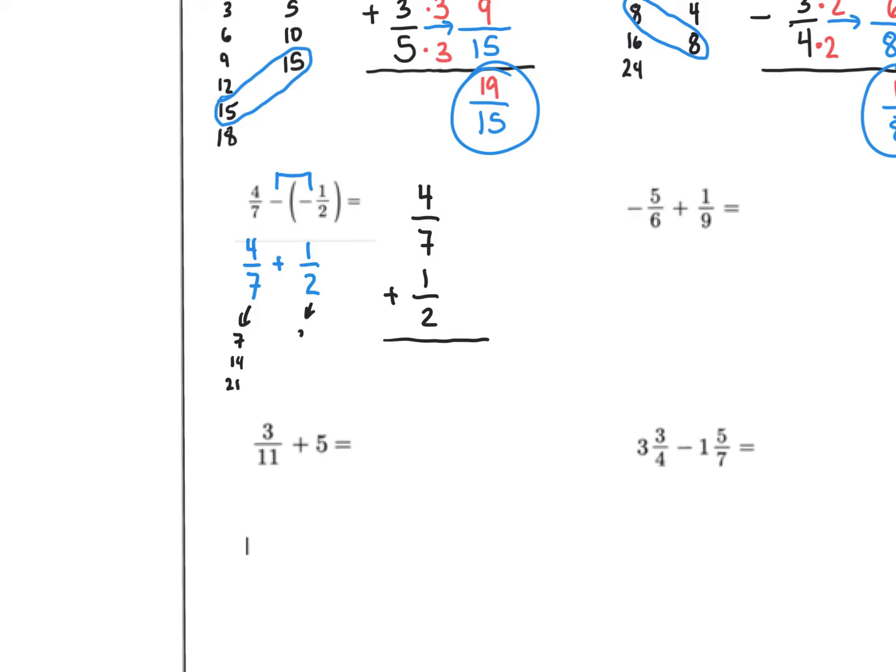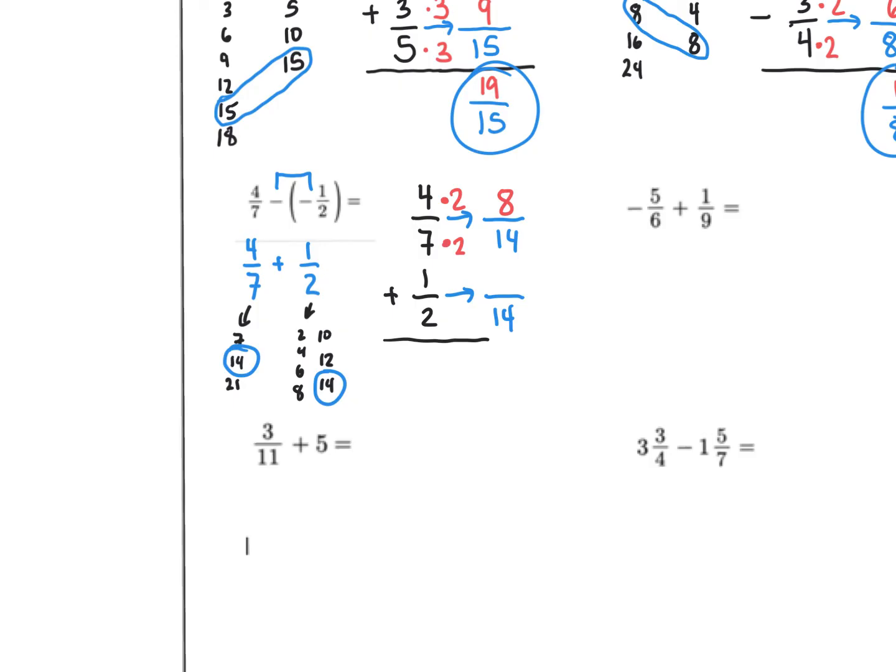And for the 2, I got 2, 4, 6, 8, 10, 12, 14. So it looks like 14 is going to be it, right? Because we got 14 here and 14 here. That's our common denominator. So I have to ask myself the same questions. How do I get a 7 to look like a 14? Multiply the top and the bottom by 2. And that's going to give me 8 over 14.